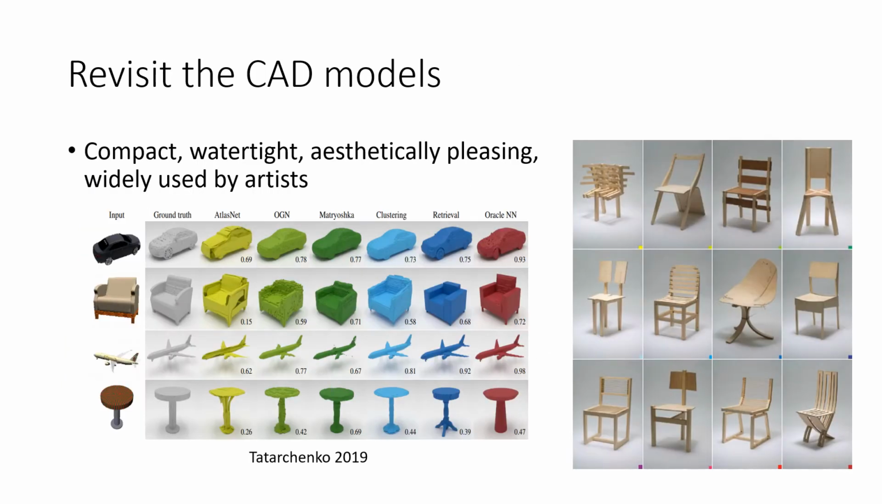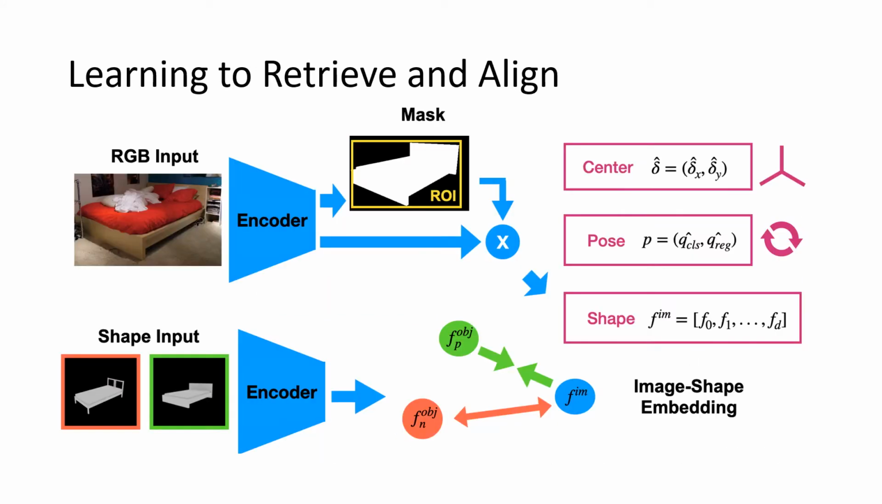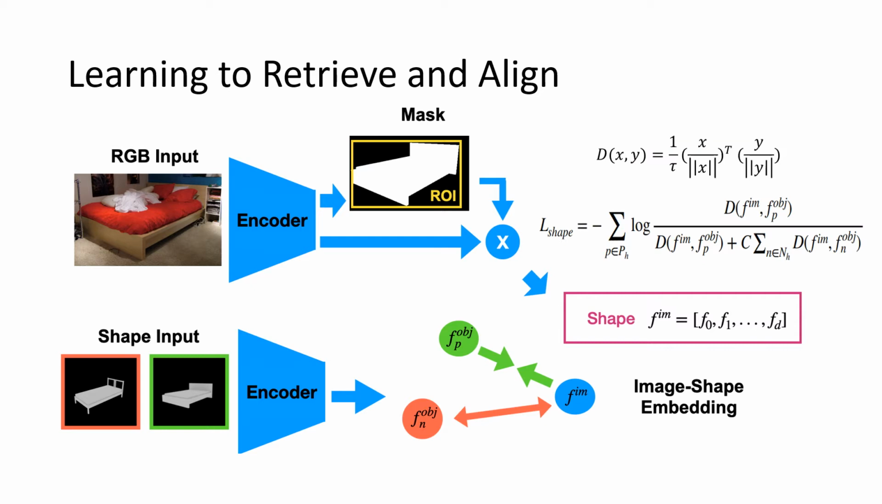In fact, as far as shape representation is concerned, CAD model could be a promising representation itself. It's compact, watertight, aesthetically pleasing, and widely used by artists for content creation. Therefore, we propose to retrieve and align the CAD models to the image. Mask2CAD outputs a set of CAD models and their poses as seen on the right. Here's the method overview. Let's delve into each part.